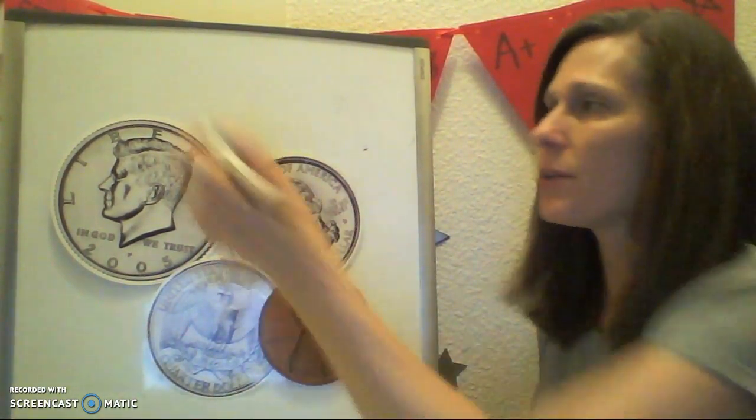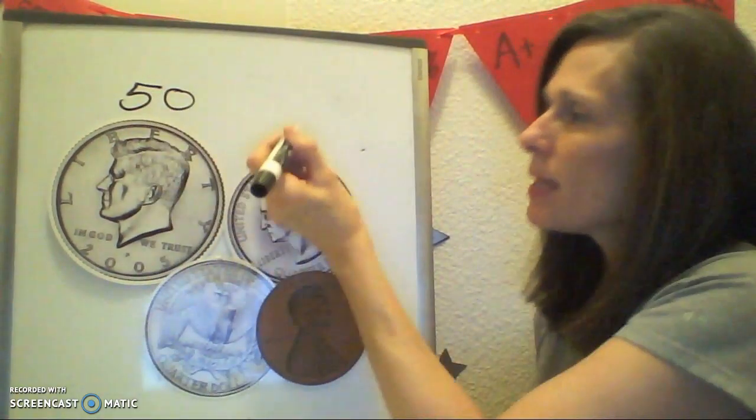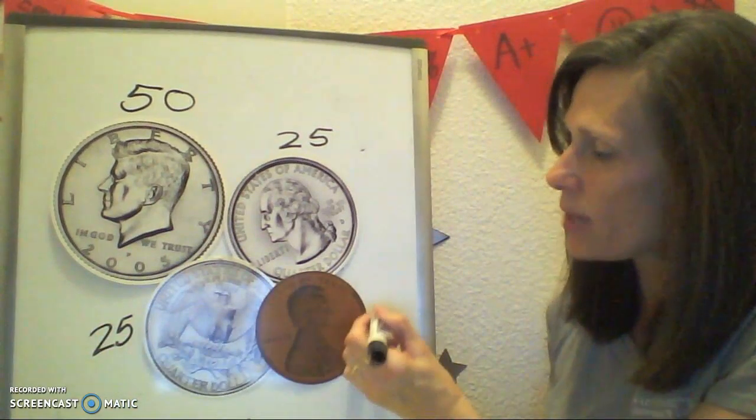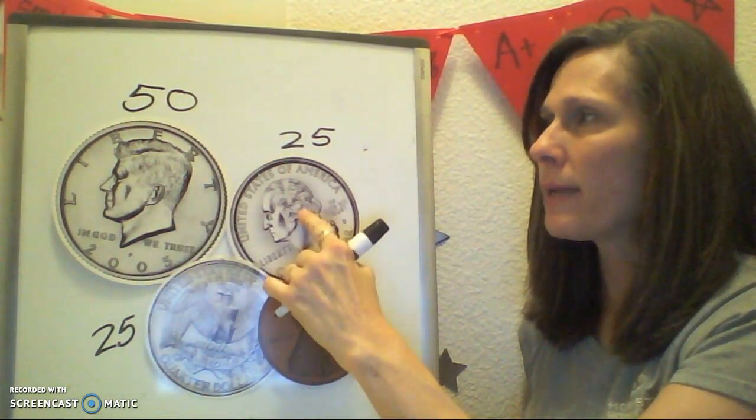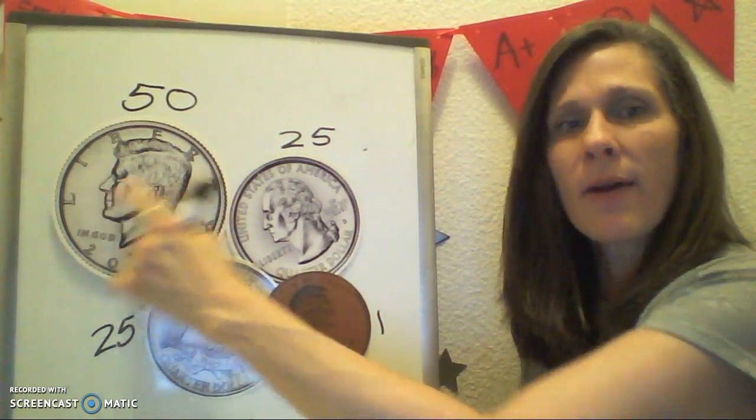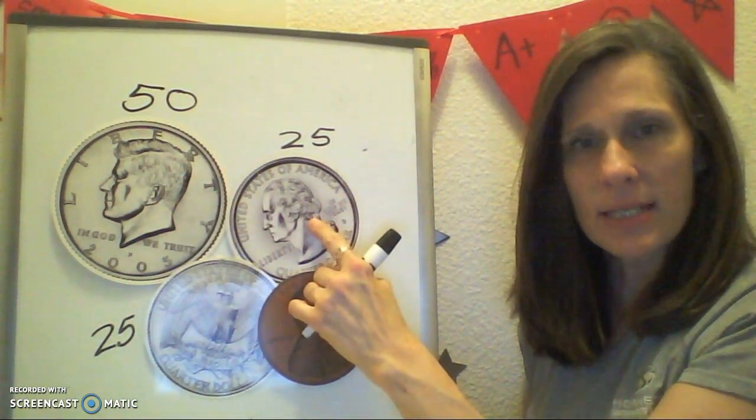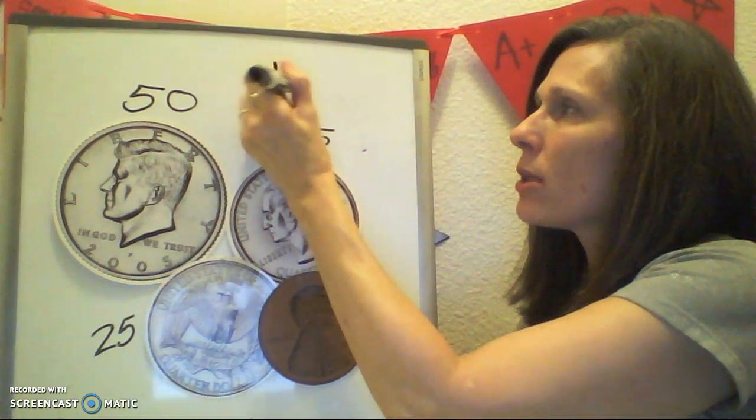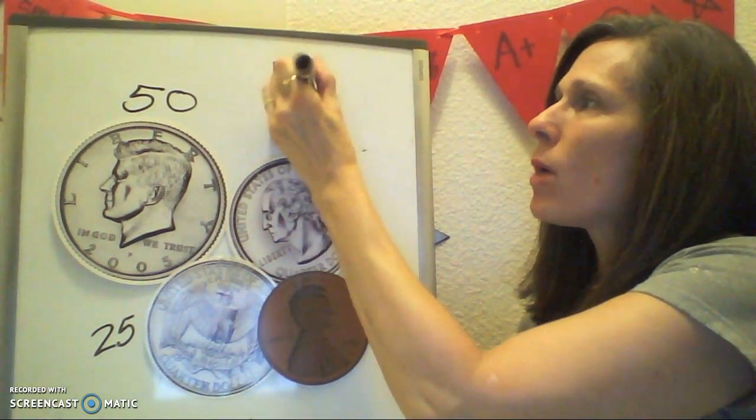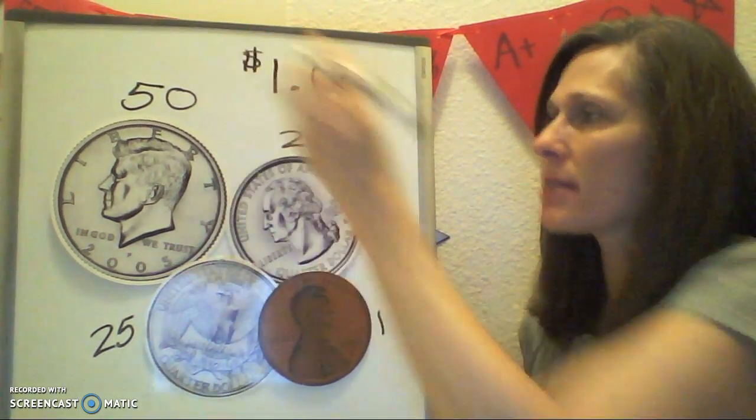Now I name the value. 50, 25, 25, and 1. Okay, so now I'm going to be counting by 25s, right? I'm going to start with my 50-cent piece. 50 and 25, ready? 25, 50, 75, 100, 101. So I would write it, I have $1 with my decimal and 1 cent, putting my dollar sign.